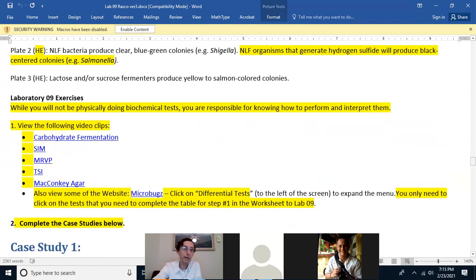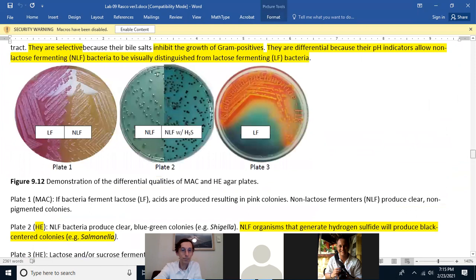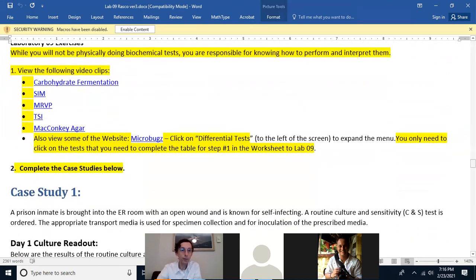So you're going to be doing the lab. And you'll be watching video clips on the carbohydrate fermentation test, the SIM test, the MRVP, and that's really 2 tests, the TSI test, and the MacConkey's agar. You'll also need to view some of the website Microbuzz. Click on the differential test link. It's on the left of the screen to expand the menu. You'll only need to click on the test.